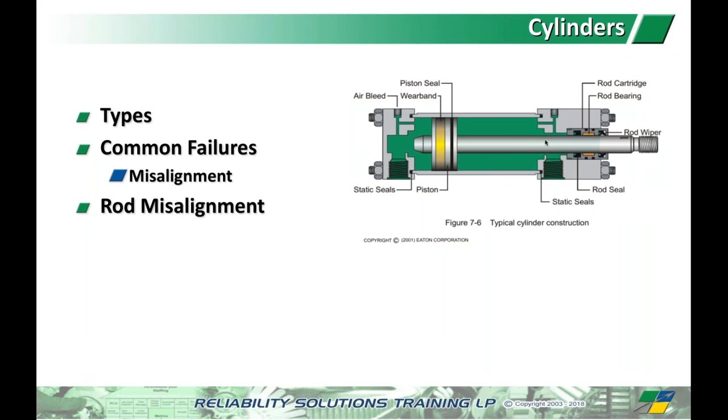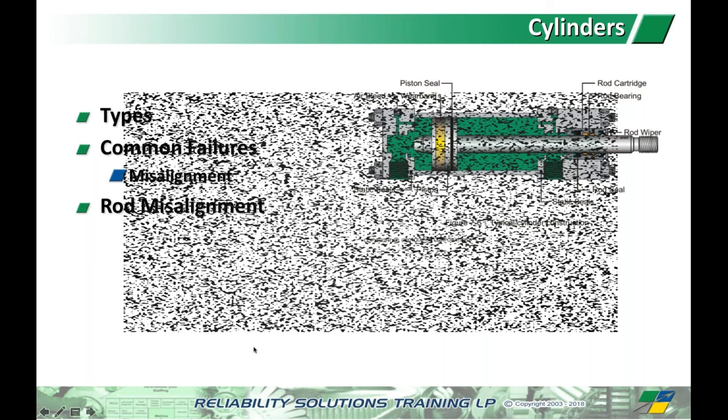Common failures we see on linear actuators and cylinders, jackknifing is probably the most common, where we're putting side loads on this rod, and basically that side load will take the seals out. I've got an example here of that.